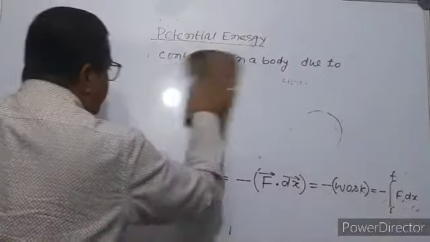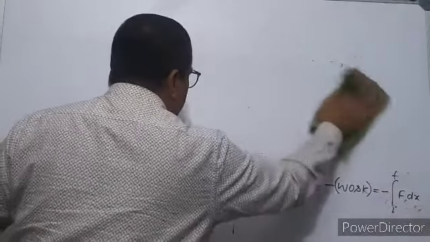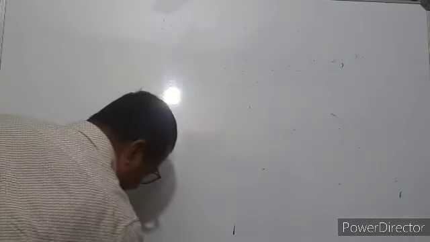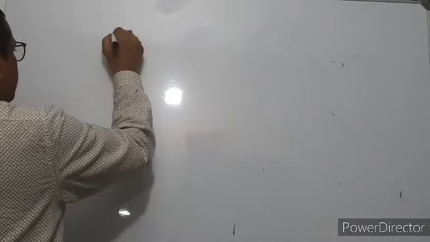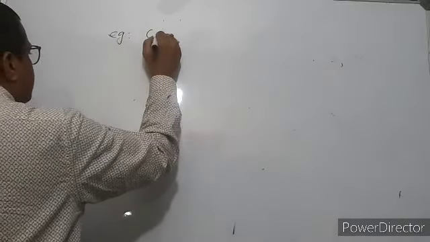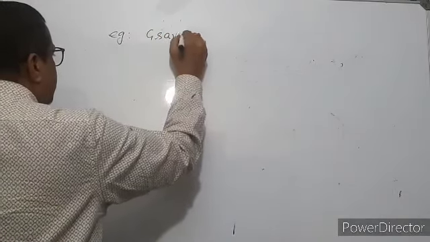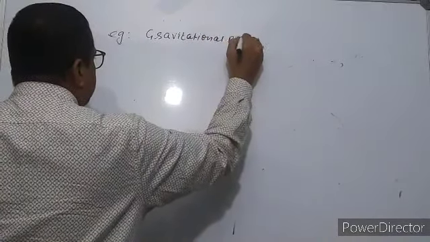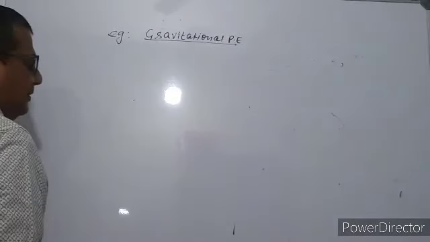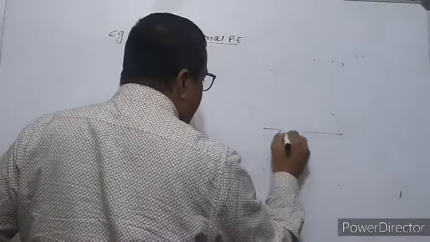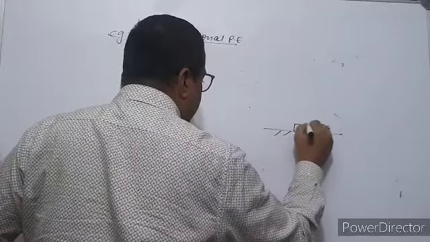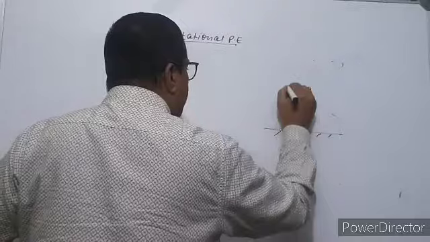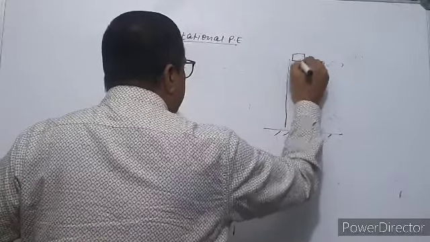Suppose that a body is kept on the surface of earth. Example, gravitational potential energy. Suppose that a body is kept on the surface of earth. This body is brought from this position to this position.